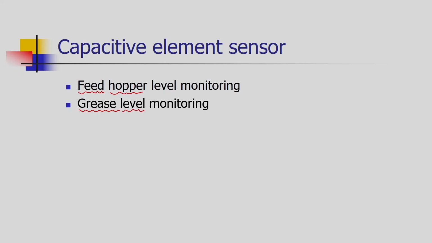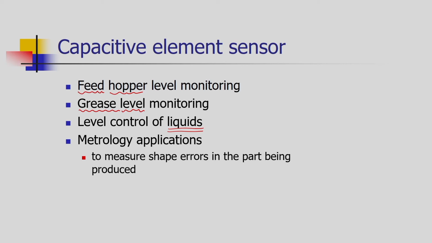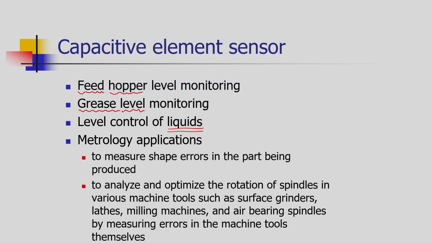The machine tools or machineries used in automation need to be continuously lubricated. For that purpose grease is used, and to monitor the grease level we use the capacitive element sensor. Then liquid level also can be monitored using a capacitive element sensor. Capacitive element sensors are very useful for metrology applications.